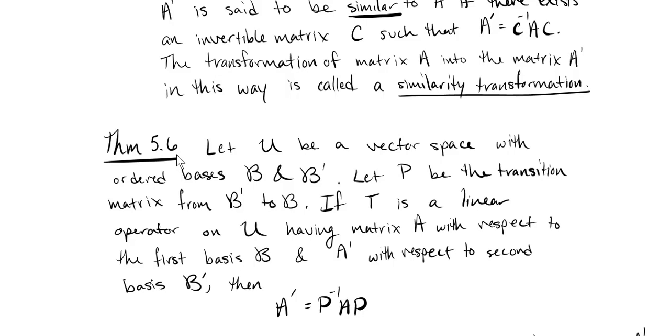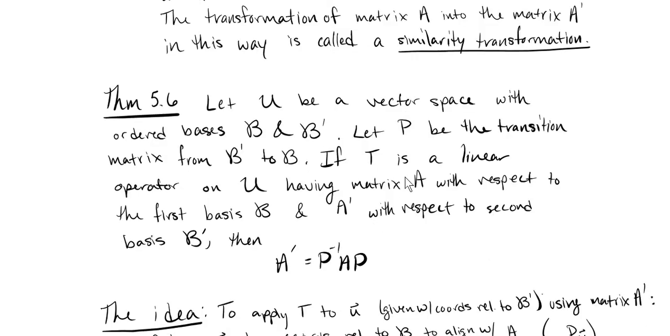Theorem 5.6 in your textbook says: let U be a vector space with ordered bases B and B prime. Let P be the transition matrix from B prime to B. If T is a linear operator on vector space U having a matrix representation A with respect to that first basis, the domain basis, and A prime is the matrix representation of the transformation with respect to the second basis for the domain, B prime.